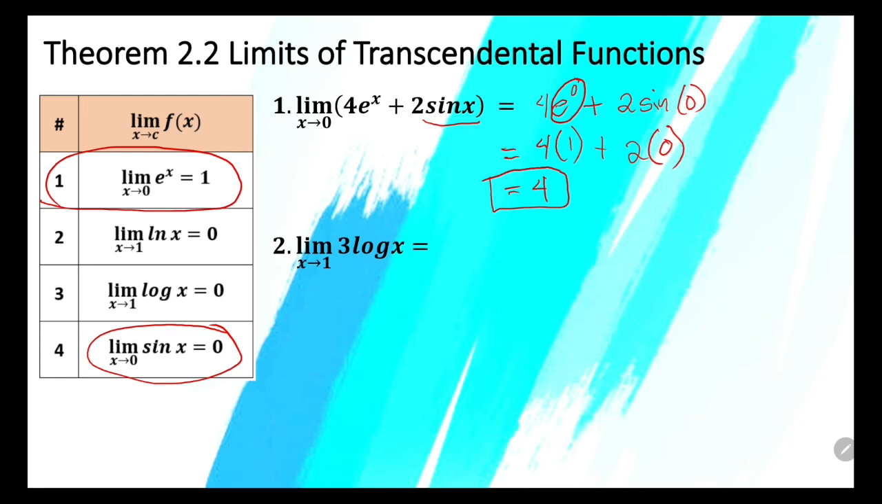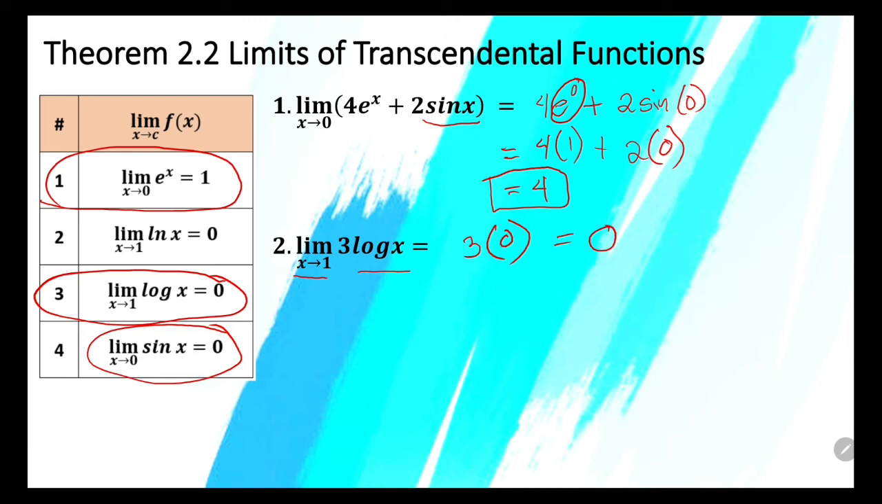The next example is the limit of 3 log x as x approaches 1. Notice, you have the 3. You can use substitution, but using the theorem, the limit of log of x as x approaches 1 is 0. So this is the limit except for the 3. So the limit of log of x as x approaches 1 is 0, and you have 3 times 0. So this is equivalent to 0.